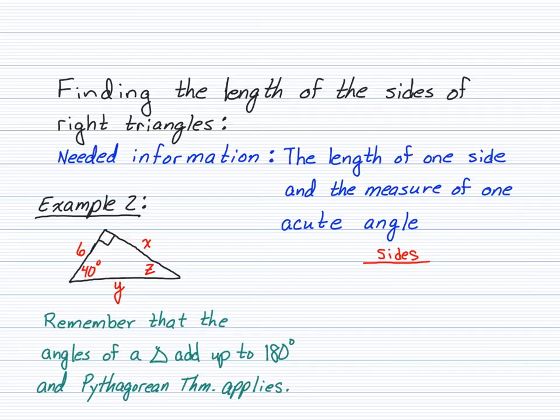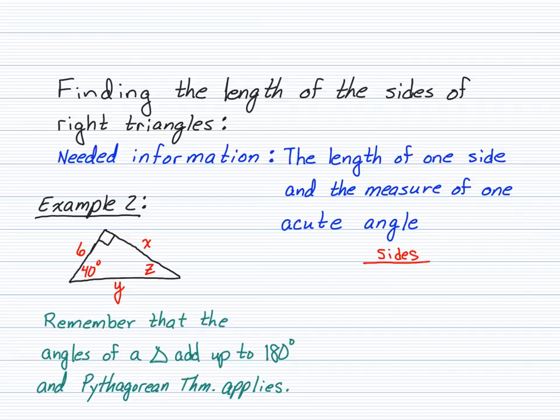All right, so the problem here says find the length of the sides of this right triangle. The information that we need in order to do this is the length of one side and the measure of one of your acute angles. And remember that the angles of a triangle add up to 180, and because we are dealing with right triangles, the Pythagorean theorem does always apply on these whenever we need to use that.